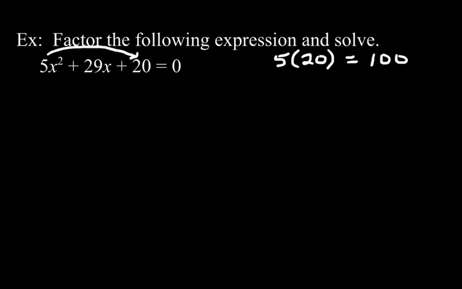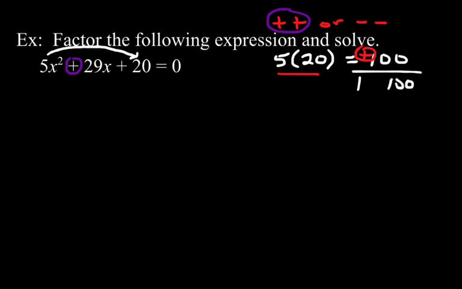And again, we know that's a positive 100, so when it's a positive, you could have two positive numbers multiplied together, or you could also have two negative numbers multiplied together. And then when we go over here to the b term, since the b value is positive, that means the numbers we're adding together have to both be positive. So 1 and 100 does not add up to be 29.